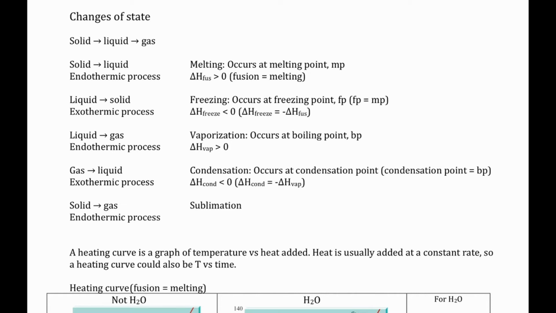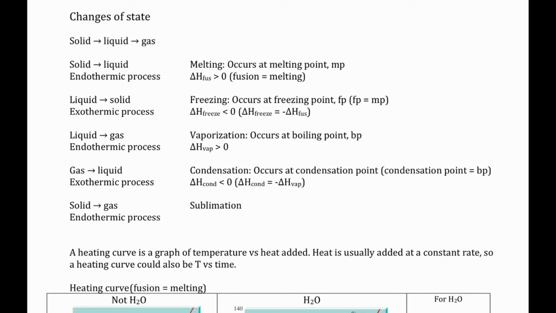If we reverse that, we go from the liquid to the solid. That's freezing. It occurs at the freezing point, where the freezing point and the melting point are the same temperature. Delta H of freezing is going to be less than 0 for this exothermic process. We have to take away energy from the liquid to make it a solid. Delta H of freezing is equal to minus delta H of fusion.